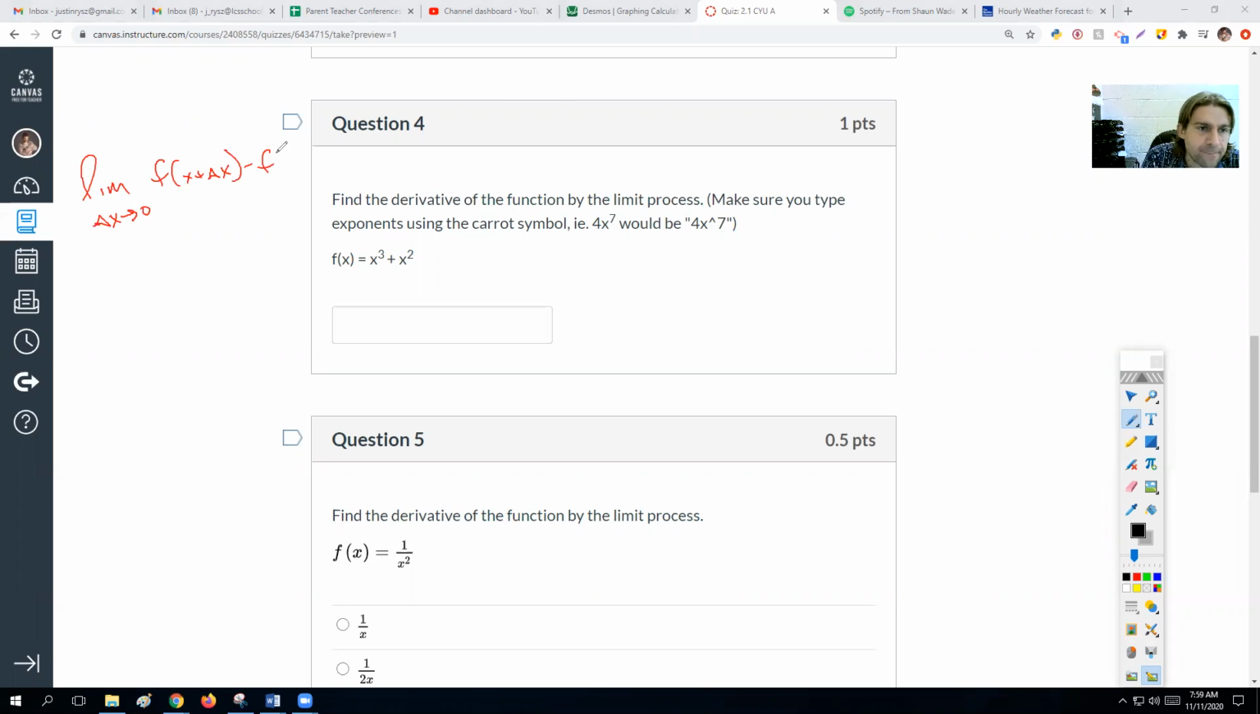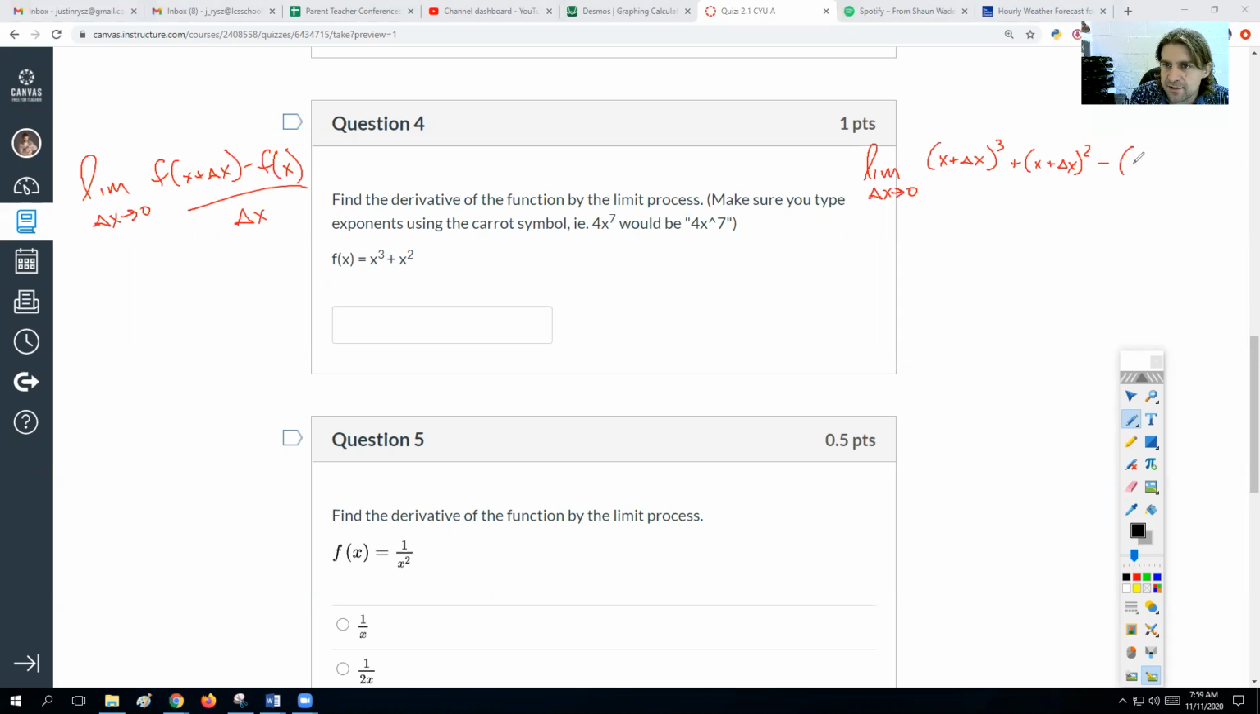Okay, so what we've got to do here is take, I'm going to try to write over here, the limit as delta x approaches 0 of x plus delta x cubed plus x plus delta x squared. I'm going to run out of room. My face is in the way. Then minus x cubed plus x squared, all over delta x.